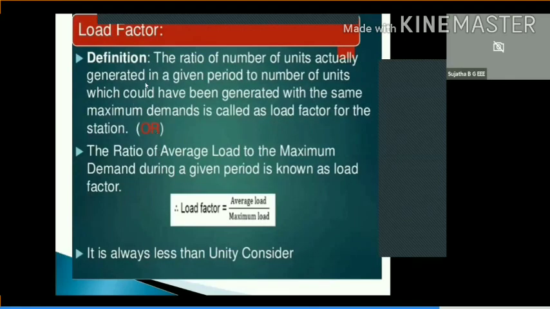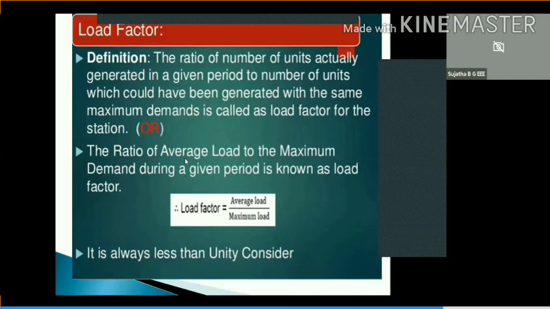Then we have load factor. Load factor is the ratio of average load to the maximum load. Easy to remember. You know how to calculate the average load from the load curve, and then the maximum load on the station. This will give the load factor. Also, it is the ratio of the number of units actually generated in a given period to the number of units which could have been generated with the same maximum demand. It is also called the load factor.